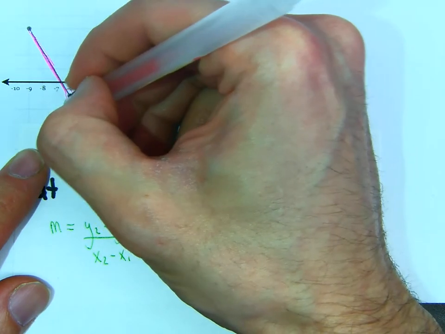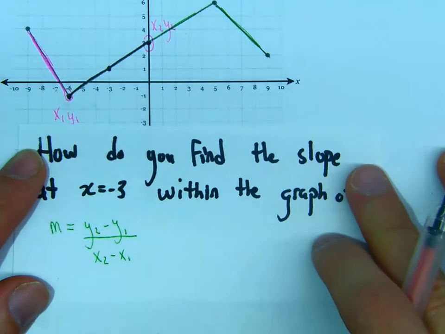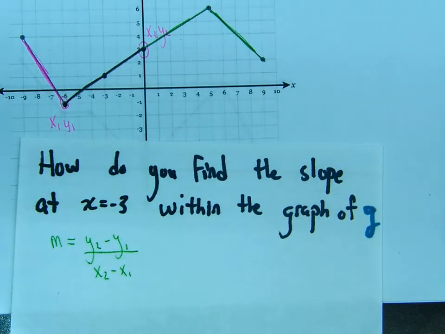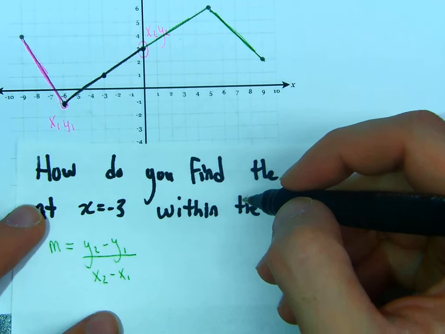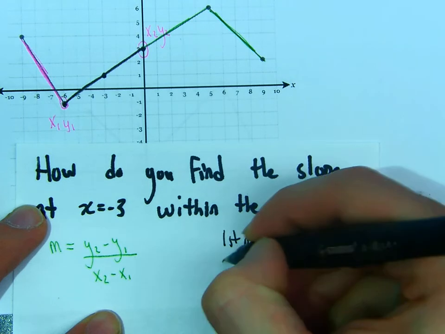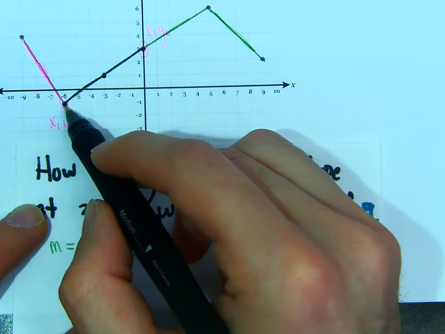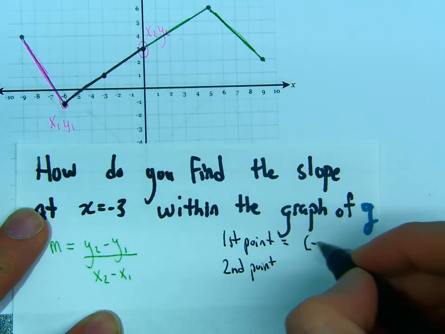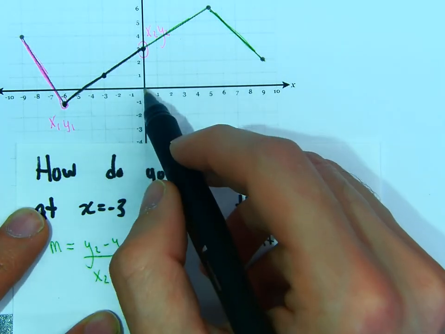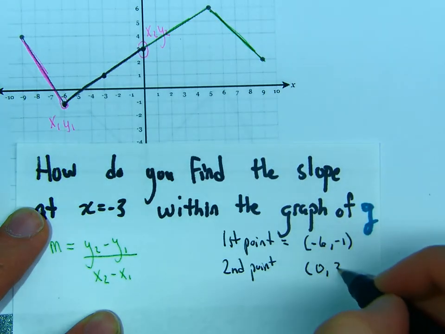This could be our x sub 1, y sub 1, and this could be our x sub 2, y sub 2, right? And now here, what is this point over here? Be patient and take your time, right? So this point over here is my first point, and this is my second point, because we need 2 points to find the slope. Our first point is, what is it? -6, -1, right? -6, -1. And what's our second point? It is 0 and 3, right? 0 and 3.